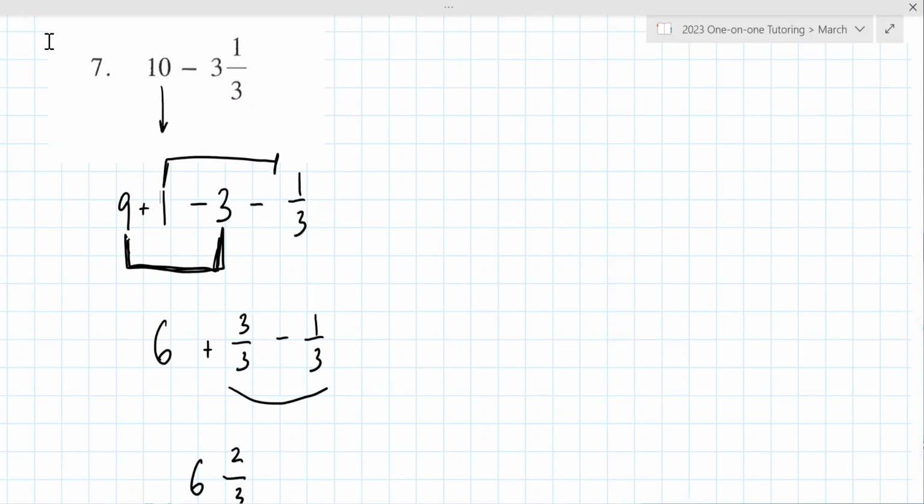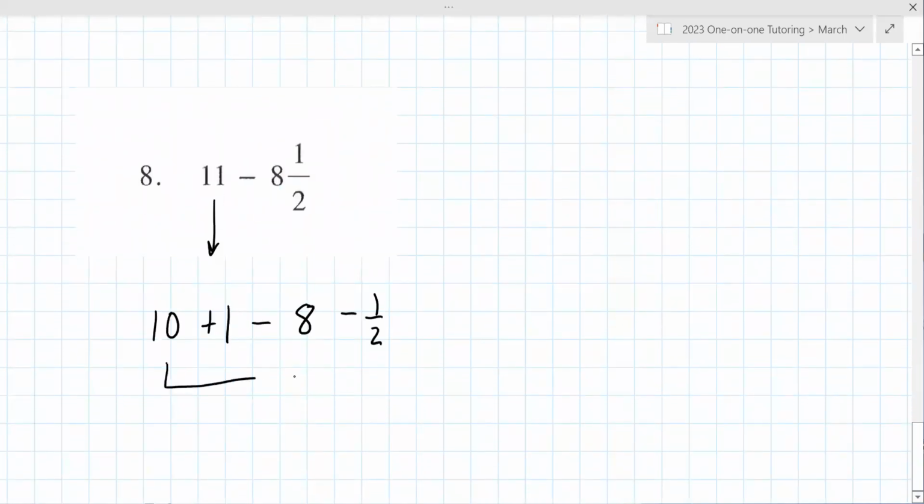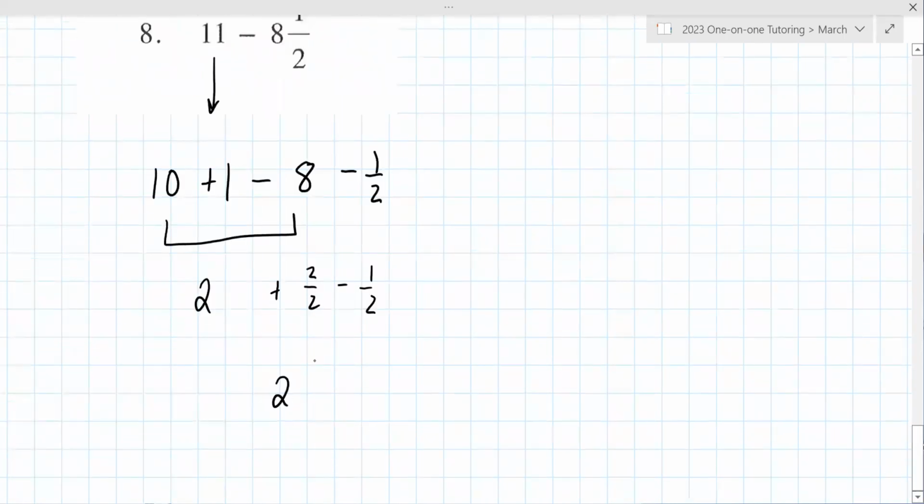So is it 2 and 1/2? Let me get down there here. So this gets you to 2. That's right. And then it's 2 over 2 minus 1 over 2. So yes, it is 2 and 1/2.